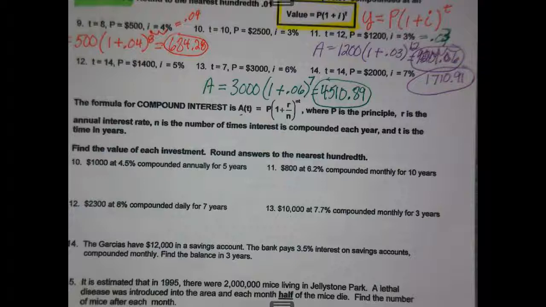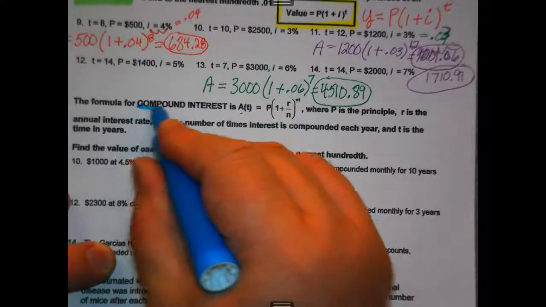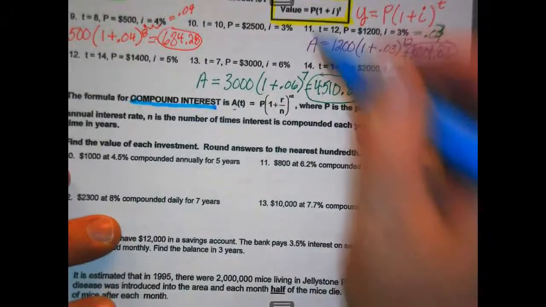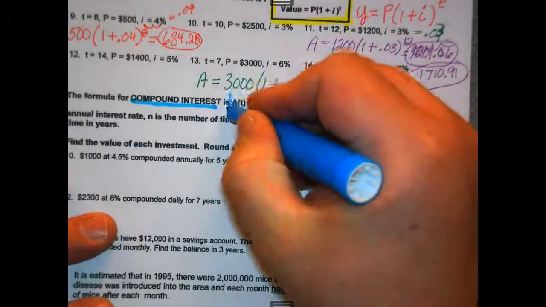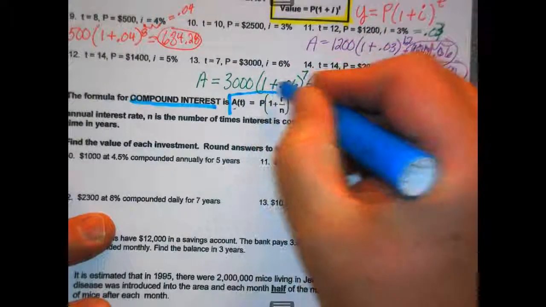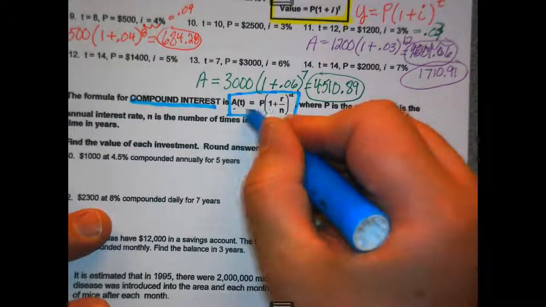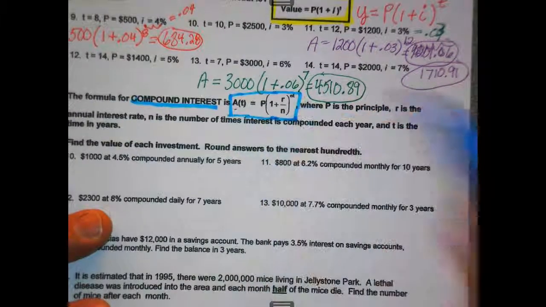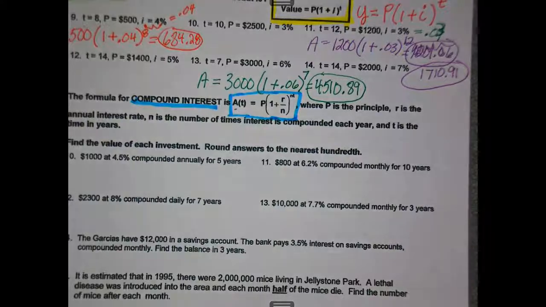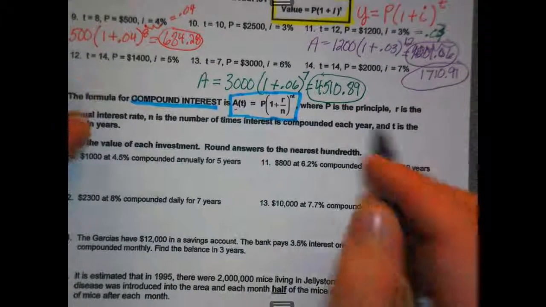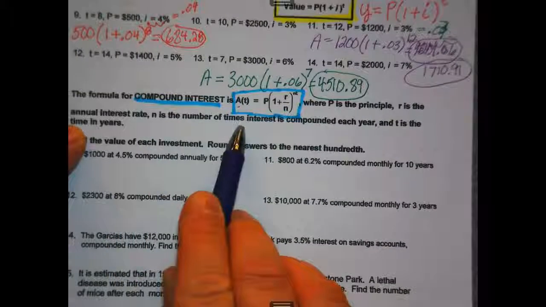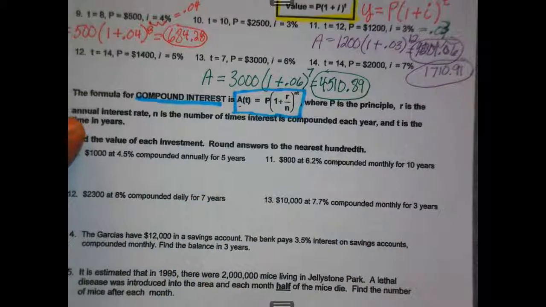Okay, compound interest. Whenever you see the word compound, we have a new formula for that. Okay, we have A equals P times the quantity 1 plus R divided by N raised to the NT. Now, okay, we added a variable N. Okay, this N is the number of times interest is compounded each year.